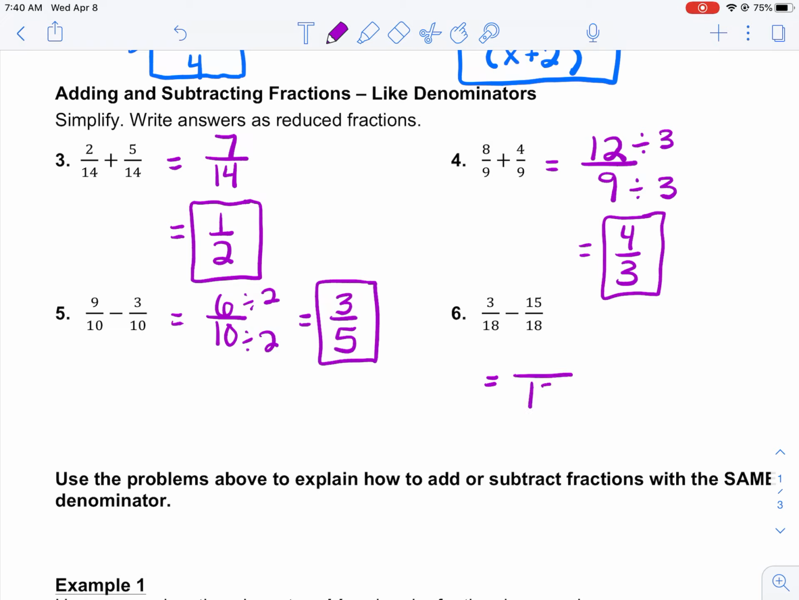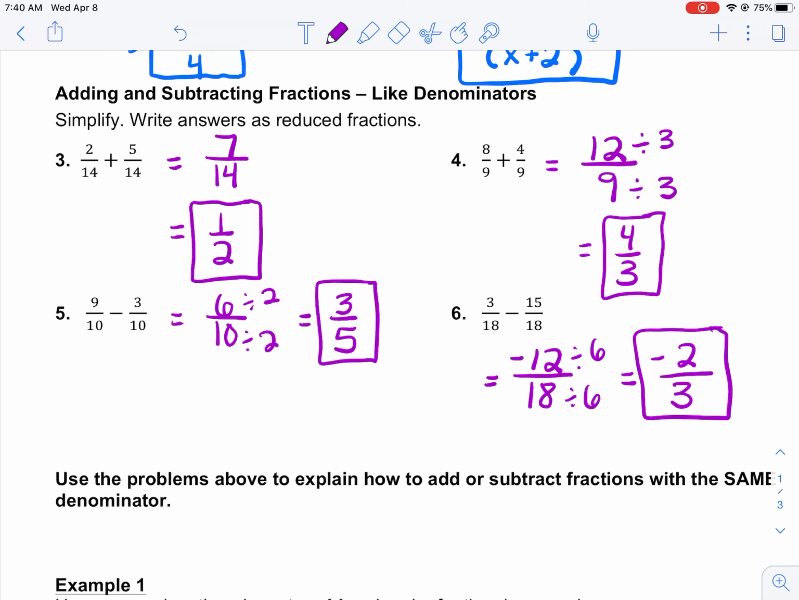Okay, and then the last one, we have that same denominator of 18. Subtract the numerators. 3 minus 15 is negative 12. Okay, these are both divisible by 3 or 6. So I'm going to use the greatest common factor, which is 6, and we get negative 2/3.